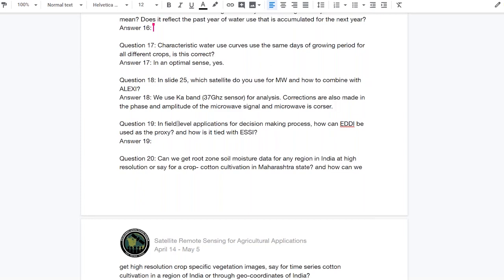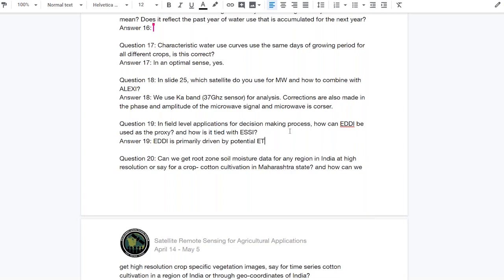Okay, question 19. In field level applications for decision-making process, how can EDI be used as the proxy and how is it tied with ESI? I think EDI, as I said, is really driven by that potential ET, or changes in potential or reference ET. So EDI will see essentially the atmospheric signal before there's actually any response in the land surface. So EDI is a really powerful tool to look at potential for development of drought.